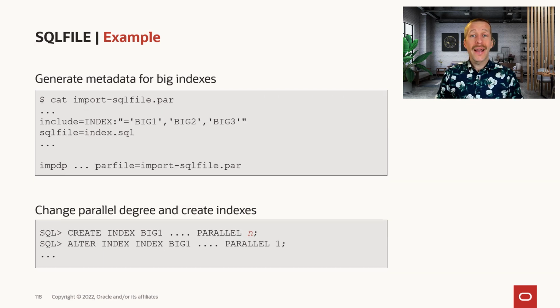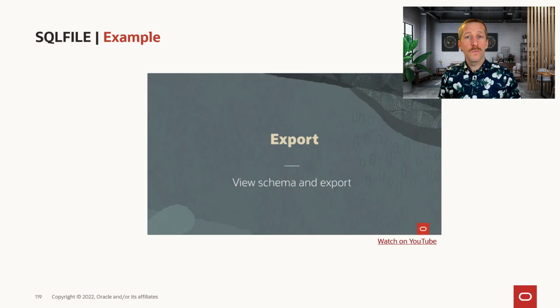Then I can combine the include clause with the SQLFILE clause to extract just the metadata information of the 3 indexes, big 1, big 2, and big 3, and put that into a file. I can then investigate the file, extract the DDL statements that I need to create the indexes, and then create the indexes in the database with a parallel degree that I find suitable for this specific case. I've prepared a small demo where we can see this use case work.